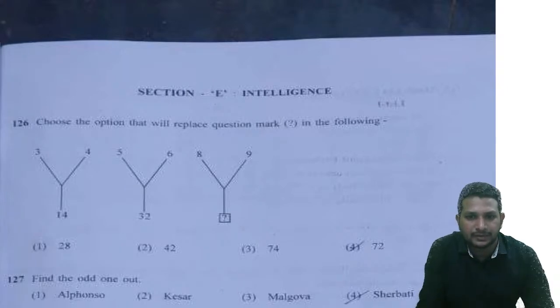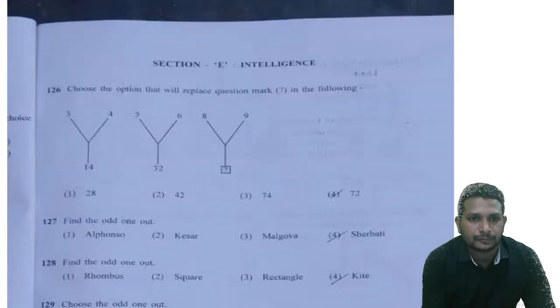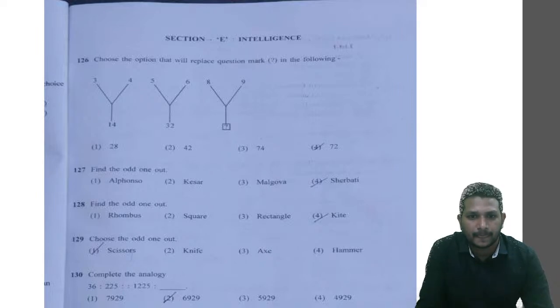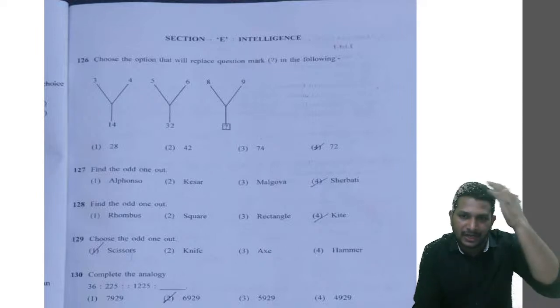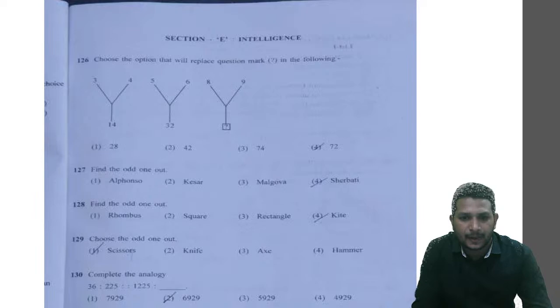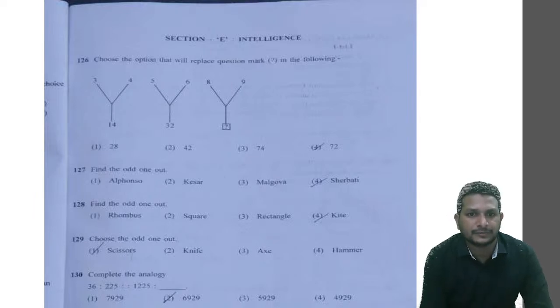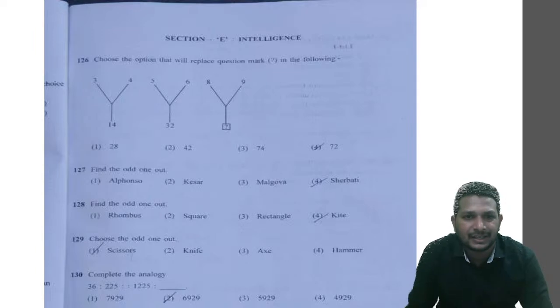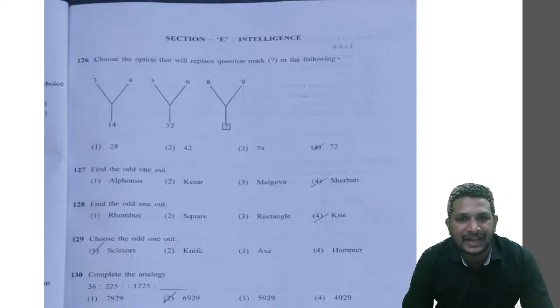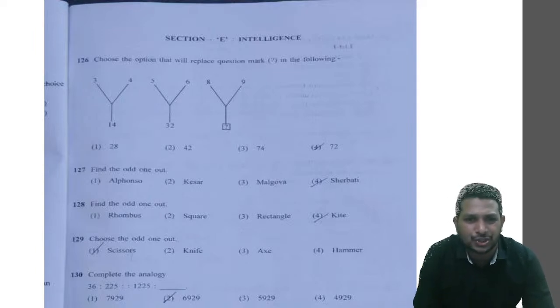So over here, look at question number 126 from intelligence. Choose the option that will replace the question mark. The number series they gave: 3, 4, 14, 5, 6, 32, 8, 9, question mark.